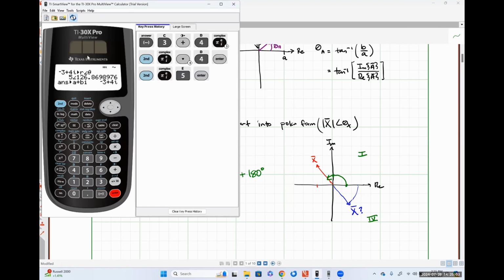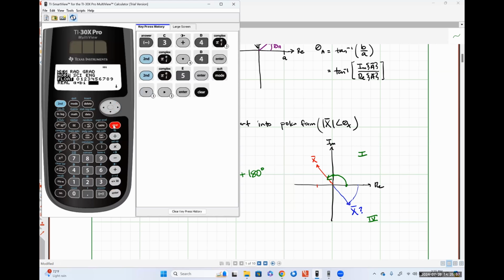So we can actually change our calculator settings by pressing mode, and then notice down here, this bottommost option, it says real, and then A plus BI, and then R angle theta. So this is where we can change our setting to default express answers in polar form.